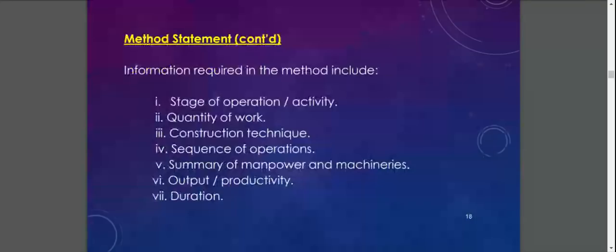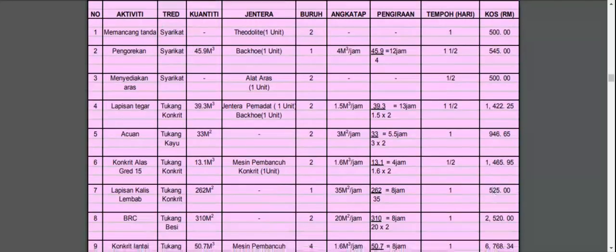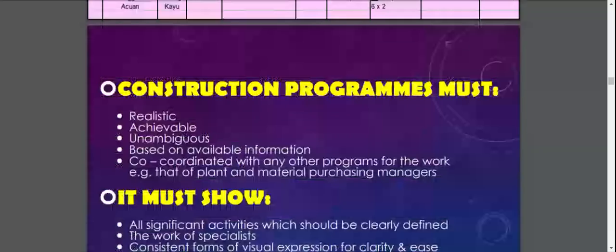Information required in the method statement includes stage of operation, activity, quantity of work, construction technique, sequence of operation, and so on. So this is an example of how the activity takes place in a project. Everything is in order. It states everything: how many employees, how many staff involved, what material is involved in that particular task, and the cost as well, and the duration.